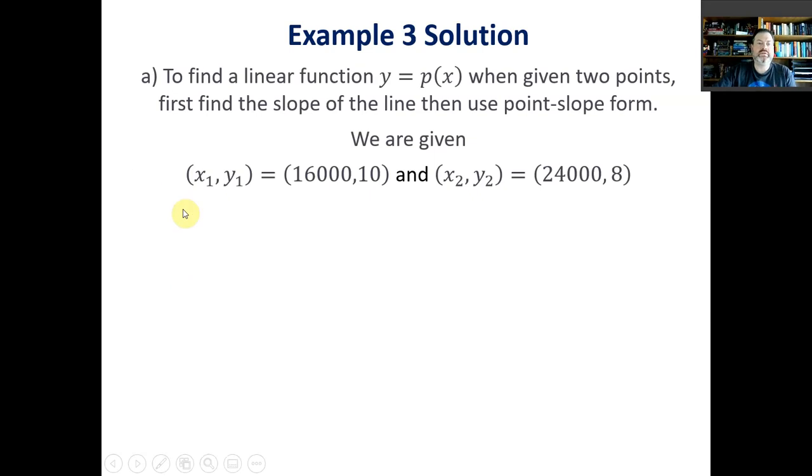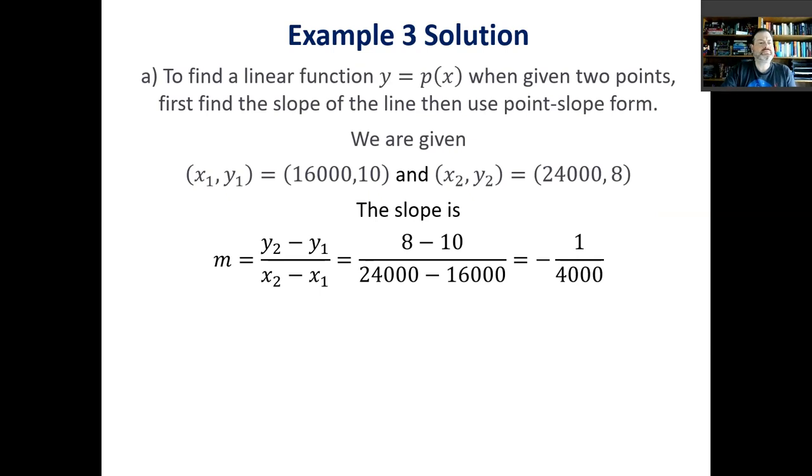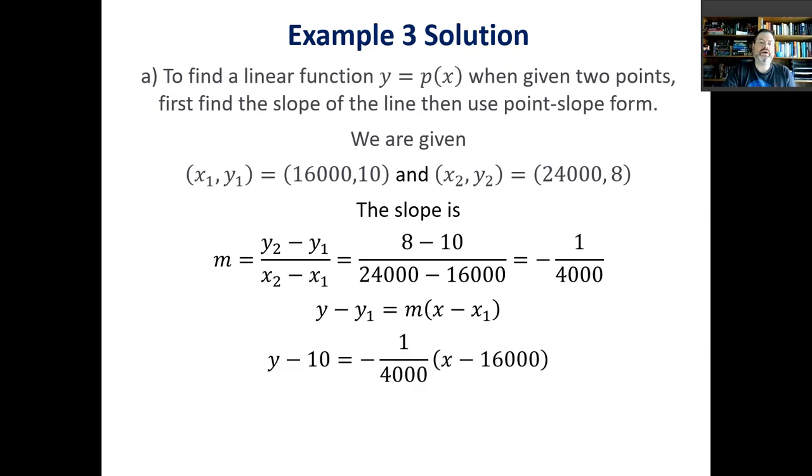So when the attendance is 16,000, that was when tickets were $10. When the attendance was 24,000, the tickets were $8, right? So we find the slope. It's just y2 minus y1 over x2 minus x1. Plug everything in, you get negative 1 over 4,000. Pretty easy stuff. Plug that into your point slope form.